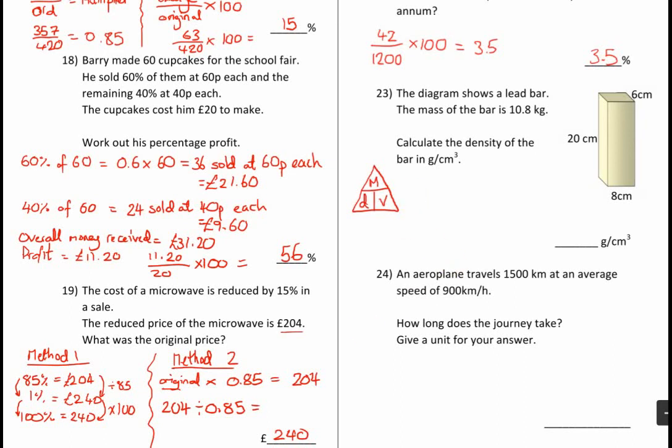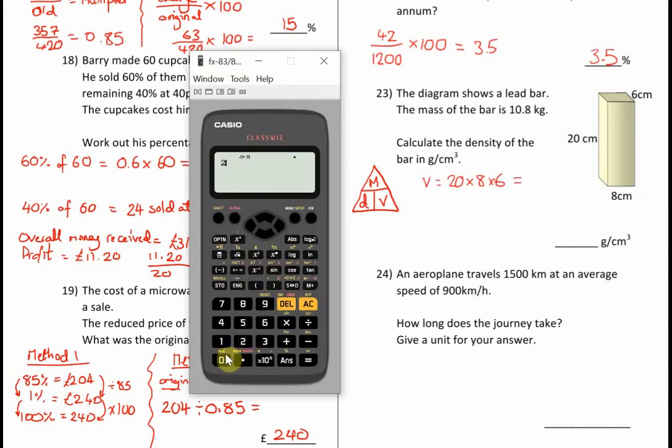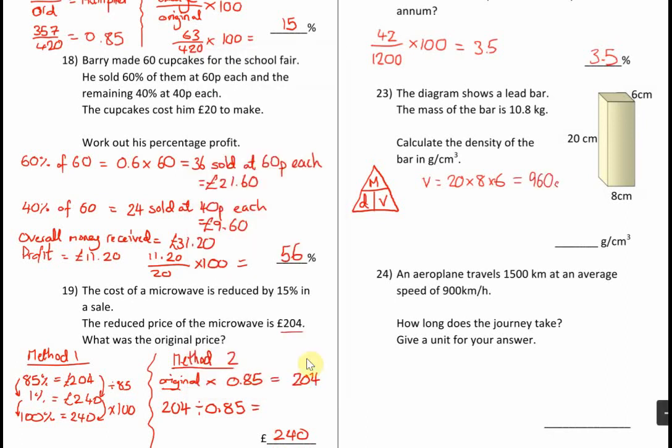Okay, we know the mass. We are asked for the density, but we don't know the volume. But should be easy enough for us to figure out. We should know how to find the volume of a cuboid. We've done that before. So that's the first thing we need to figure out. And to find the volume of a cuboid, just times the length by the width by the height in any order. And that will give us 960 cubic centimeters.